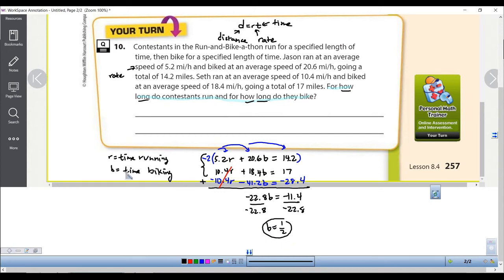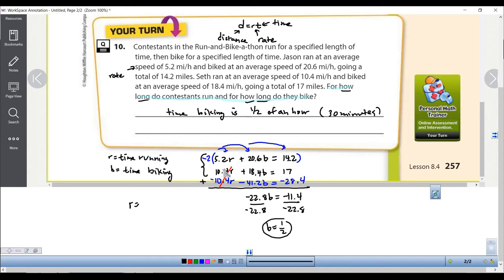So what did b stand for? B was the time biking. So the time biking is 1/2 of an hour, or if you prefer, 30 minutes. But we were doing this in hours because it was miles per hour. And then what do we still have to find? We still don't know the time running.